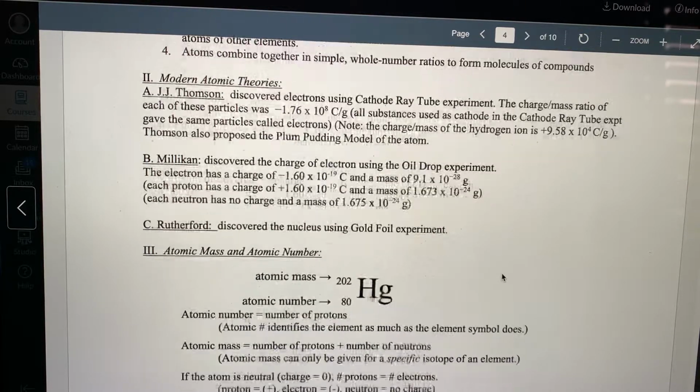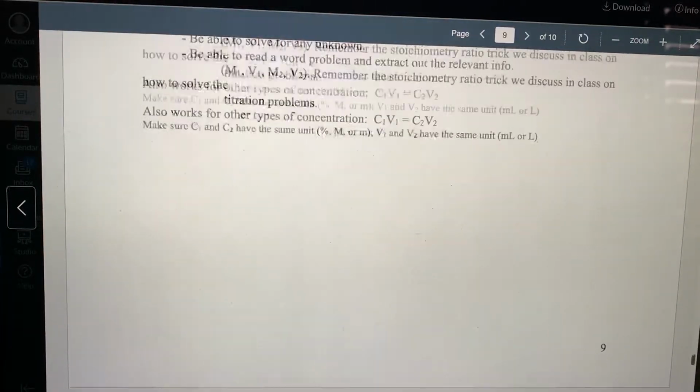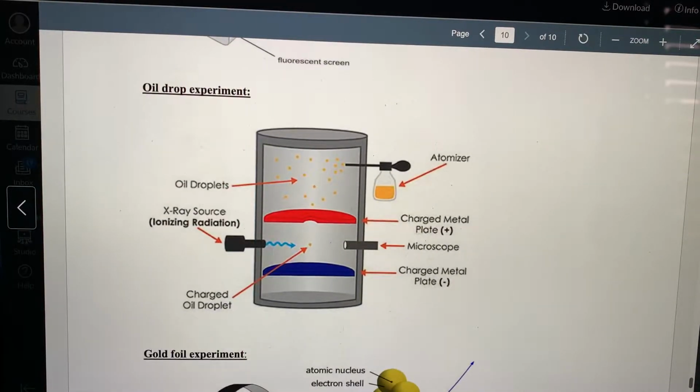Rutherford was working with Thomson's theory, and Rutherford was trying to prove Thomson's plum pudding model. Turns out he discovered something new. So what happened was Rutherford used the gold foil experiment.